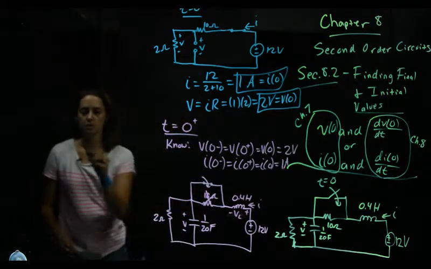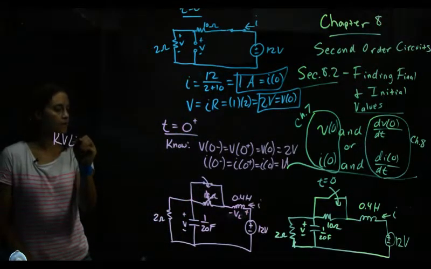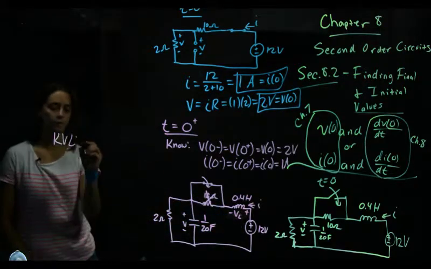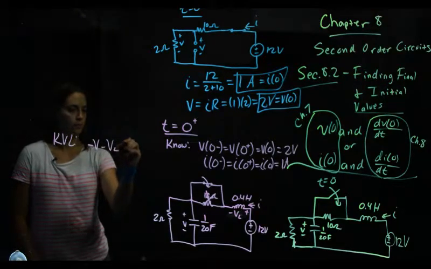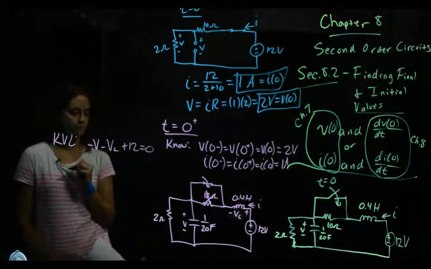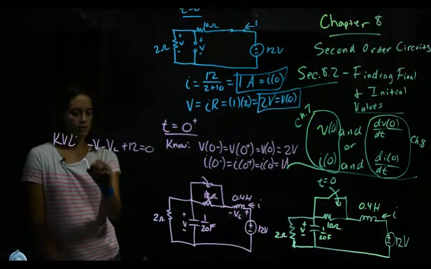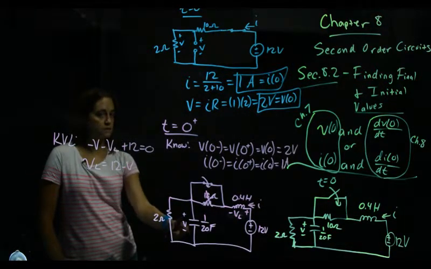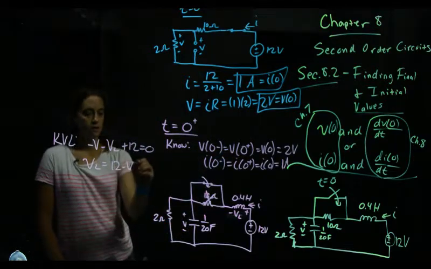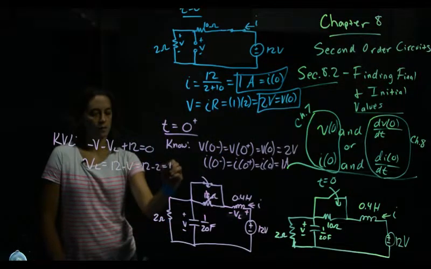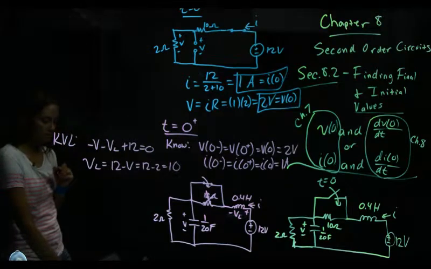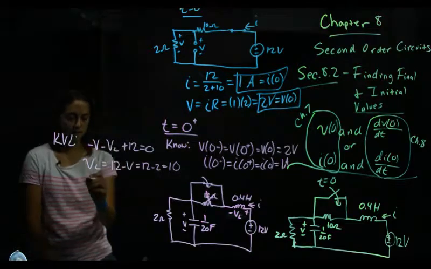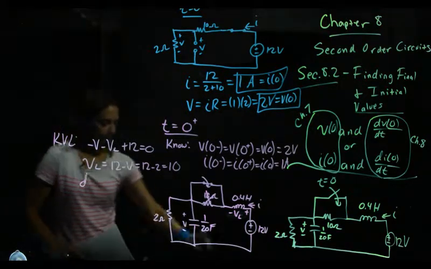So I can use KVL, and I get minus V minus VL plus 12 equals 0, or VL equals 12 minus V. Well, I know V, right? This initial condition we found is 2. So VL is 10.